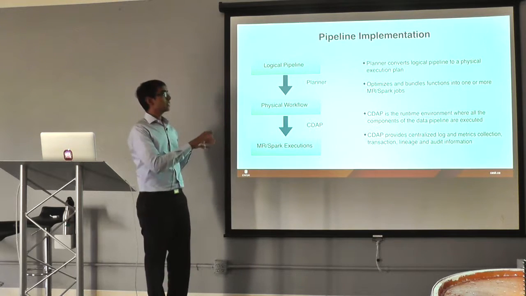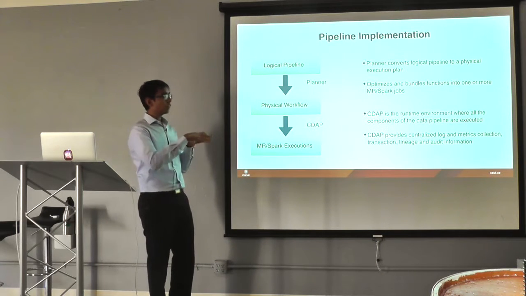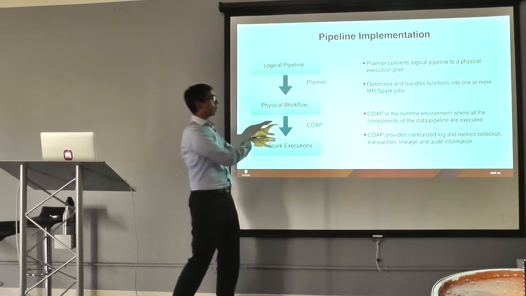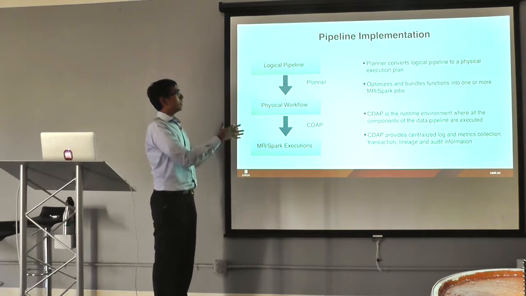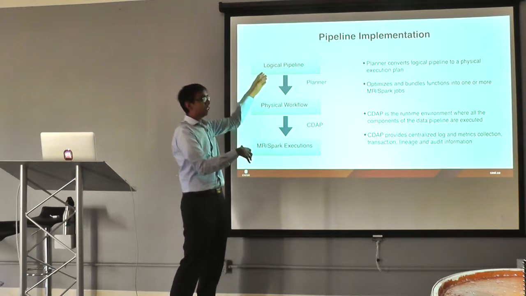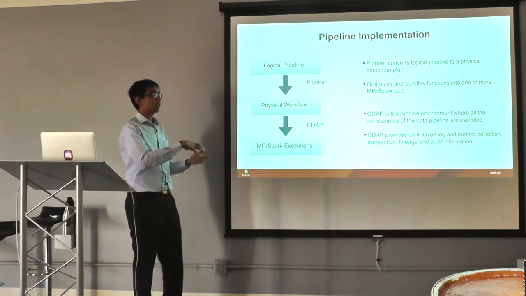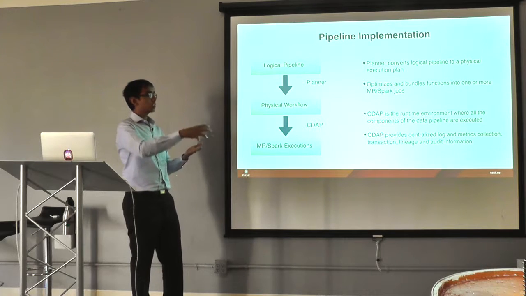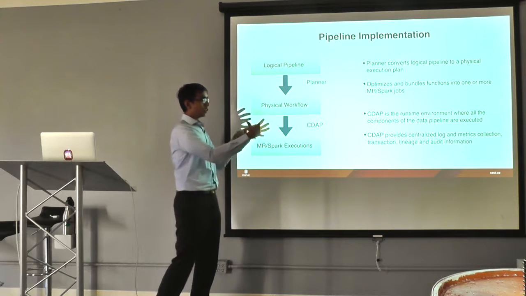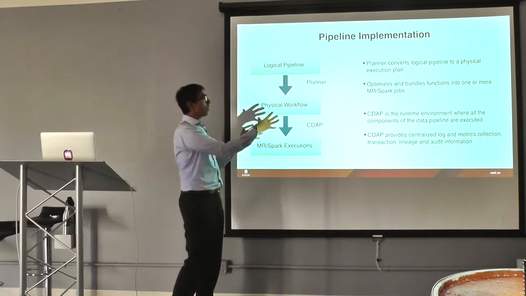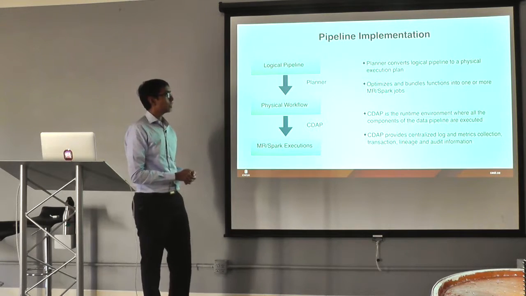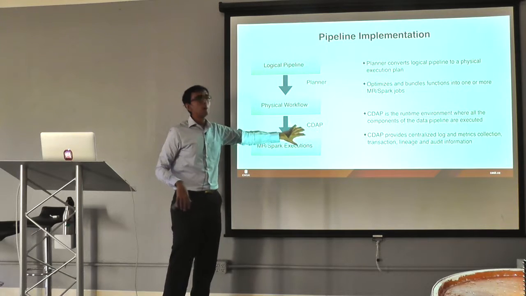We kind of saw this when we took a look at the workflow diagram, where there was one MapReduce job and there was a fork and there were two MapReduce jobs that were running. So it converts the logical pipeline into a physical execution plan, which consists of a series of MapReduce or Spark jobs. It tries to bundle all those different transforms that you have in your logical pipeline into one or more MapReduce or Spark jobs, and it creates a CDAP application.